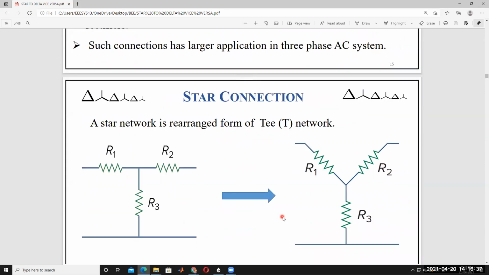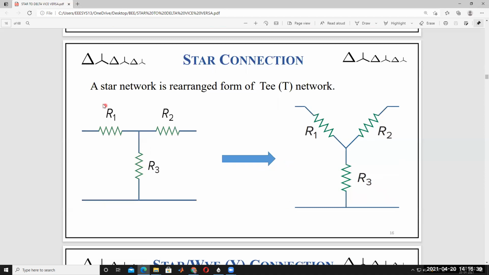So this is the general star connection. A star network is rearranged from a T network. If the three resistors R1, R2, R3 are connected in this manner, they can be formed like this. It's like a star, isn't it? It's called star, or Y connection. A star connected system is also called Y.